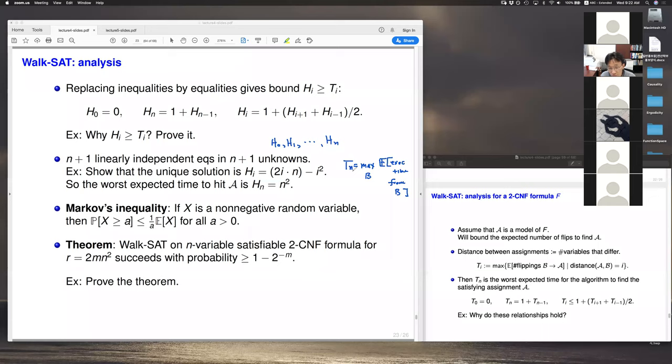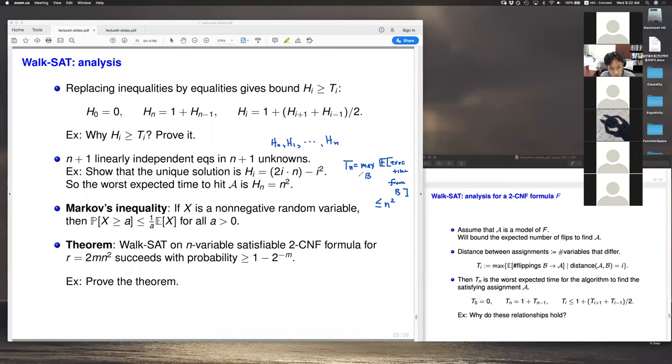And then each definition of Tn covers every assignment distance n far from this assignment A. So this Tn is really, if you say that for any assignment B, if I run the work set algorithm, the average worst case execution time is going to be Tn, then we have a bound about this, which is n squared.